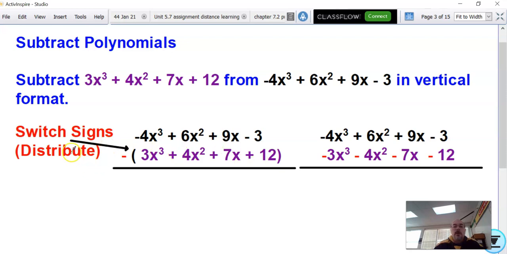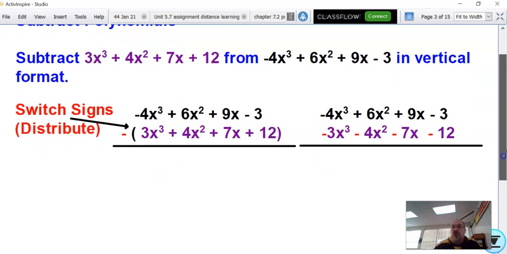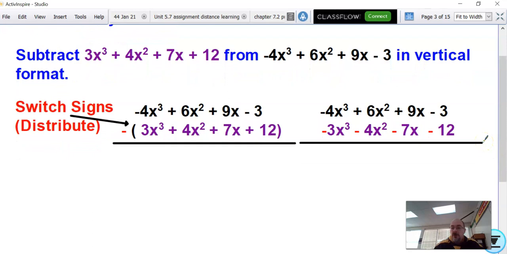Now, remember, you've got a minus in front of here. You've got to put that in grouping symbols. You have to distribute that through. So everything behind that has to change signs. Okay, so now combine your like terms.